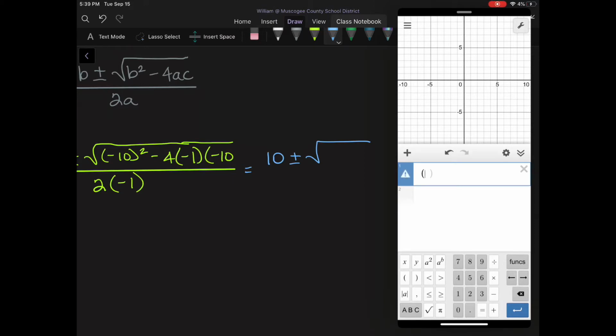If you're interested in what this app is, it is called Desmos. It is free. It is by far the best online graphing calculator out right now.